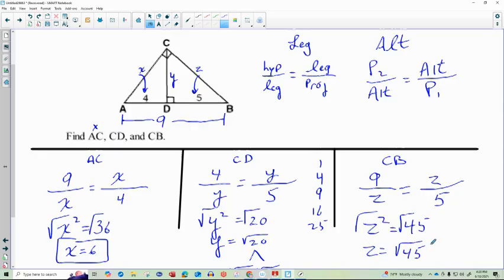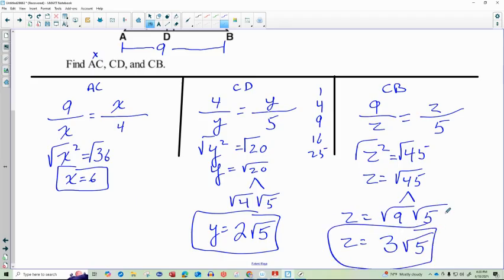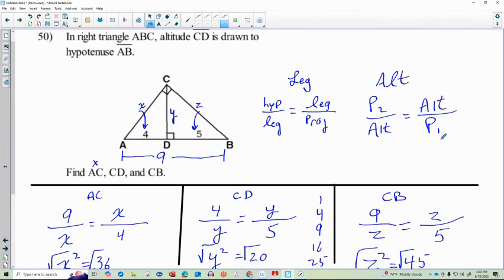Again, we have to simplify this. I'll cut to the chase. 9 is the biggest square that goes into 45, and the square root of 9 is 3, so it's 3 radical 5. There you have it. Leg rule and altitude rule.